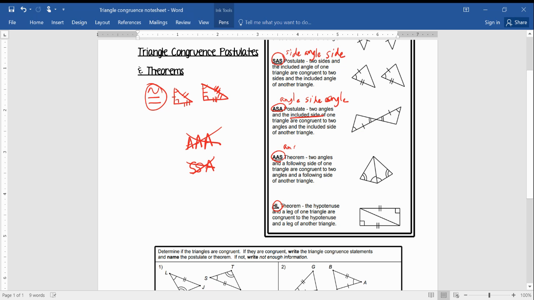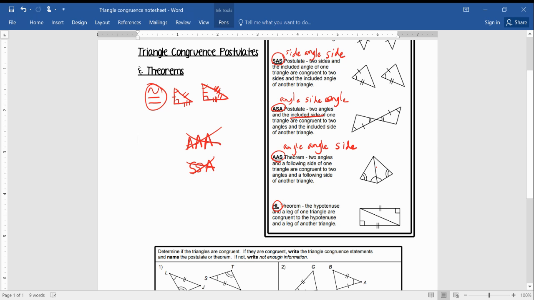AAS, angle, angle, side. Well, what's the difference between angle, side, angle, and angle, angle, side? In angle, angle, side, the side is not included. So the order of the letters lets you know which one you're dealing with. If that S is between those two A's, you know the side has to be between the two angles. If the A's are together and then the side, that means that side does not have to be between those two angles.